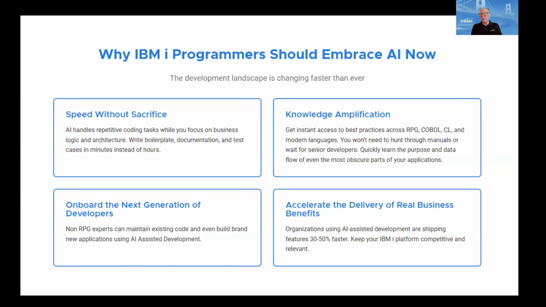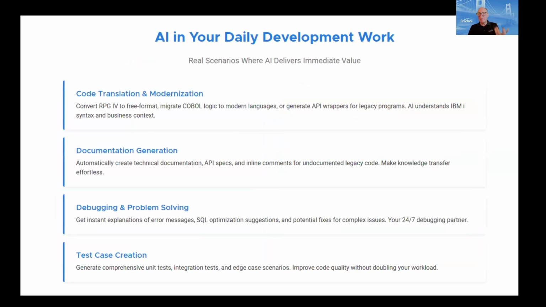And then there's your ability to accelerate delivering production benefits to your end users. What we're seeing are 30 to 50% increases in the speed with which you can deliver new features. These are some of the things that we've worked with people who are doing: code translations, such as turn my code into RPG free, or change this module that I've got currently written in COBOL into a JavaScript program, or create wrappers around the IBM i code for me.